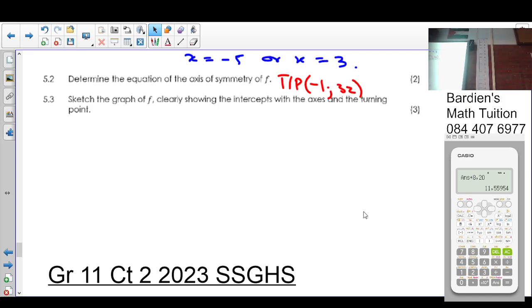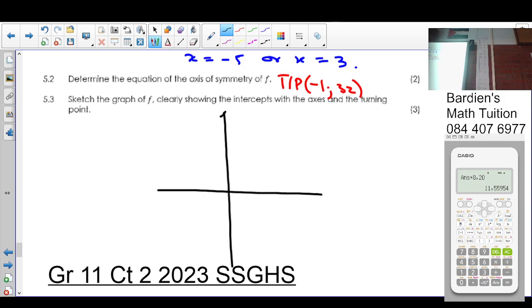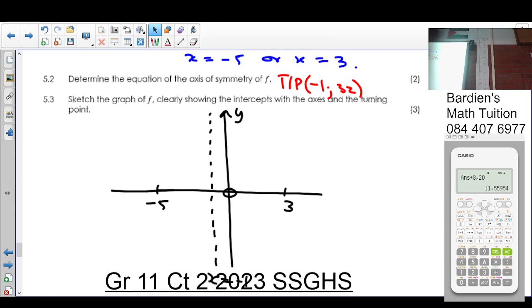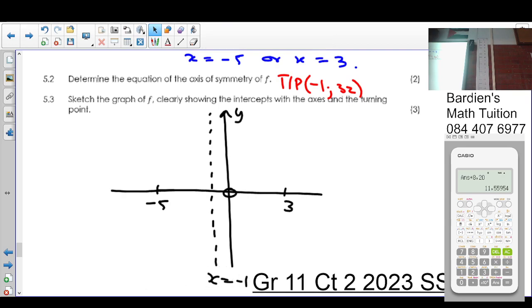Sketch a graph of f. So if we need to sketch this graph here, so it's all by approximation, okay? So now it's going to cut the x-axis at minus 5. And of course, the 3 will be less than 5, not so. It has an axis of symmetry at x is equal to negative 1. And on this, it turns at the corresponding y value I have. You guys agree?